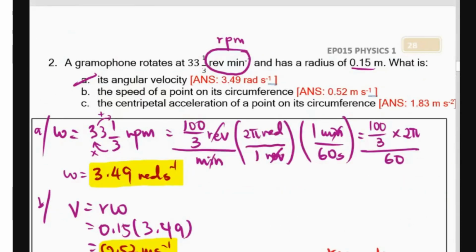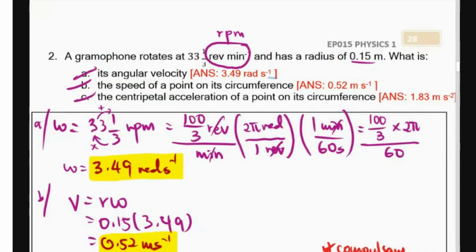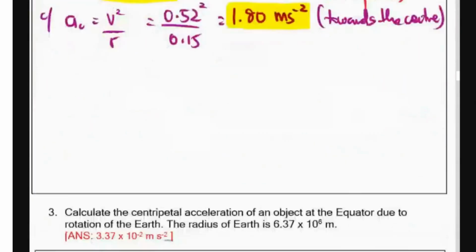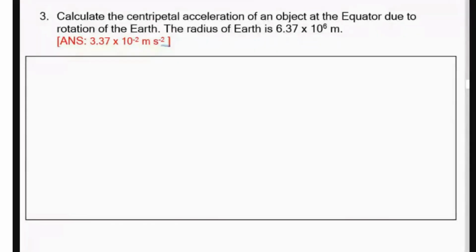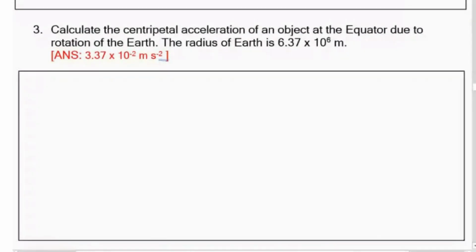Okay, next question number 3. Okay, we're done. Number 2 done. Okay, next question number 3. Calculate the centripetal acceleration of an object at water. Just wait a second. Okay, better. So calculate the centripetal acceleration, AC. We are looking for AC. An object at the equator.